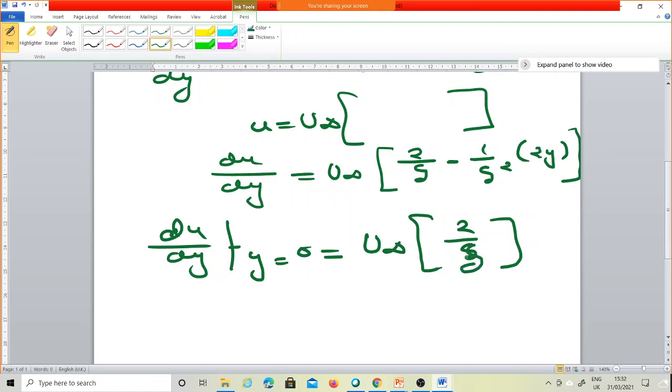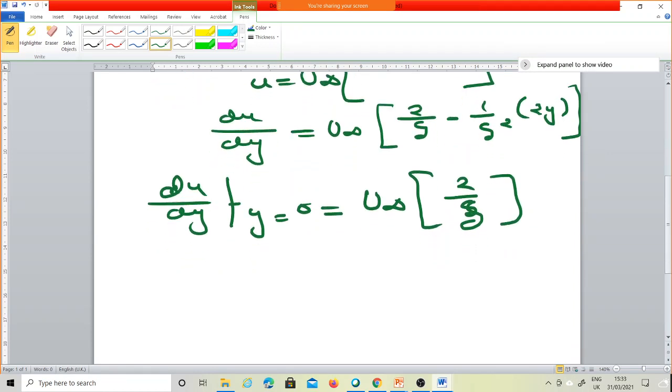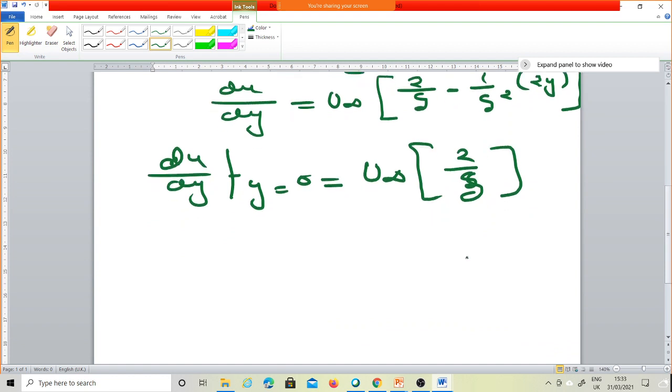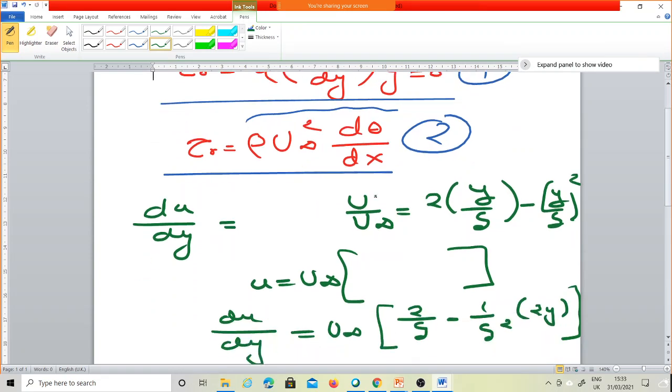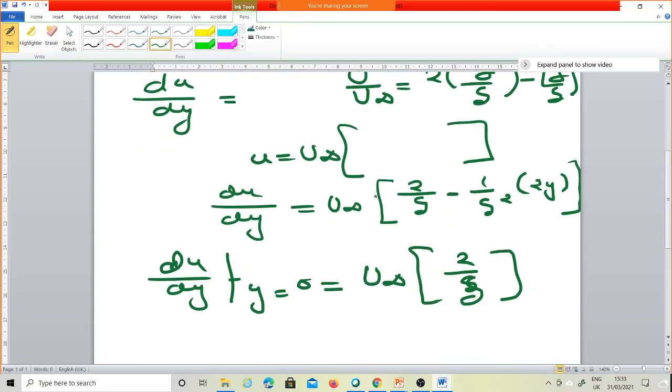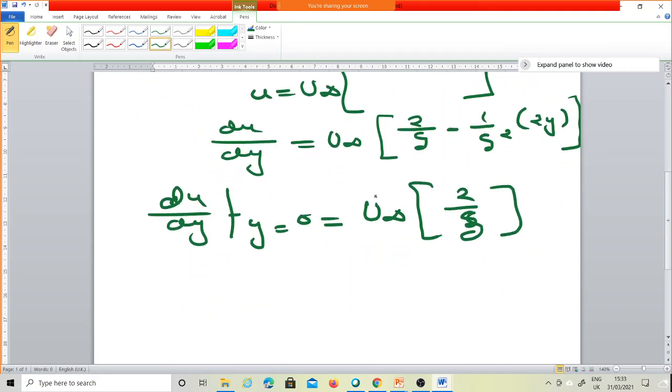Please forgive me if I do any mistake in integration, because I'm just solving it right now here. I could make mistakes, so please cross check. So you already have du by dy in this case, and what else you need? d theta by dx. So how to get the d theta by dx in this case?